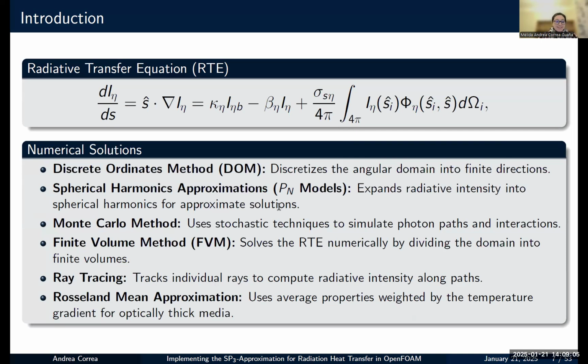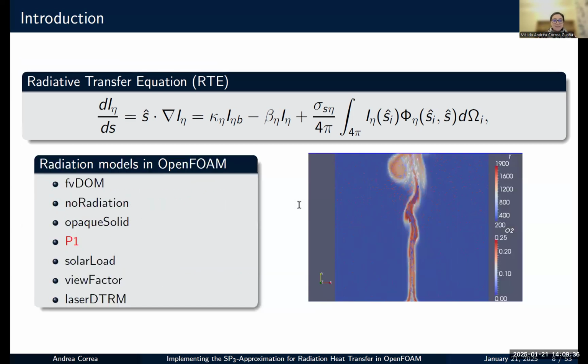This model simplifies the radiative transfer equation into solvable partial differential equations. High-order approximations improve accuracy in anisotropic or optically thin media. This order of approximation is defined with this letter N. I will talk a little bit more about it in the next slides.